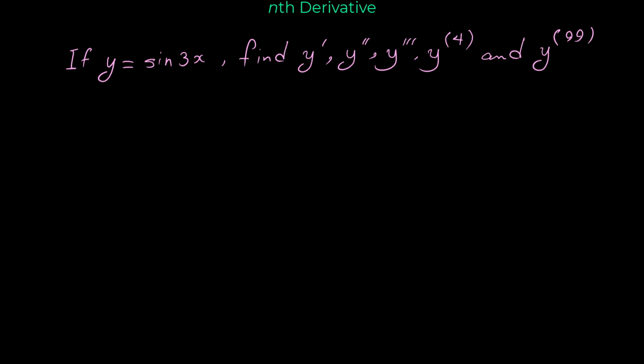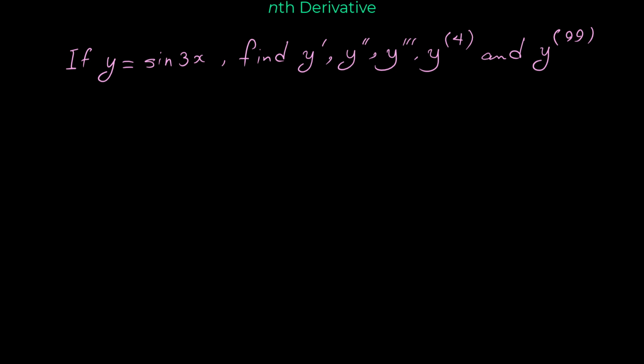If y is sine of 3x, find y prime, y double prime, y triple prime, the fourth derivative, and finally we want to find what is the 99th derivative.